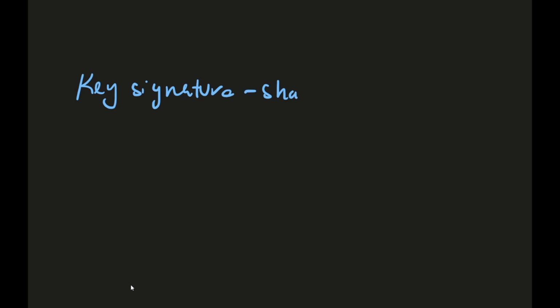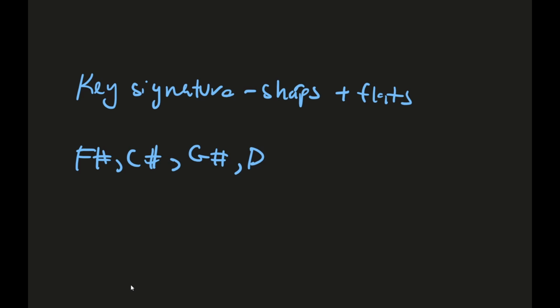So from this video, what do you need to remember? You need to remember what a key signature is. A key signature indicates how many sharps and flats the key will receive. But you also need to know the order of sharps, which we already discussed. F sharp, C sharp, G sharp, D sharp, A sharp, E sharp, and B sharp.